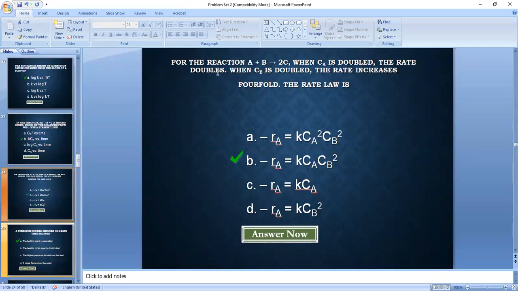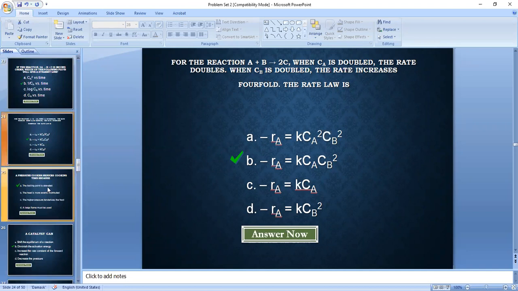Okay, I have presented this as well at the beginning of the review, in terms of the data in tabular form. So if you're given a statement like this, it follows that when Ca is doubled, the rate doubles, where B is kept constant. When Cb is doubled, the rate is increased fourfold, where A is kept constant. So how would you write the rate law? This is how you should write the rate law for this particular reaction that is given.